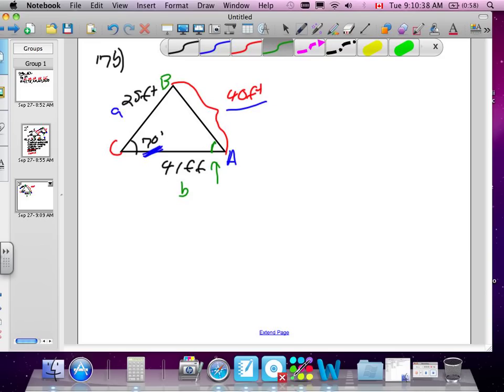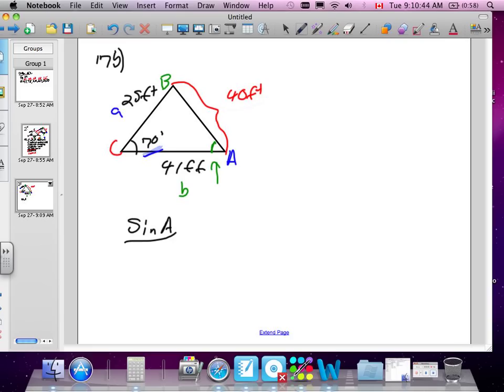So if you guys remember sine law, sine of angle A divided by side A equals sine of angle B divided by side B is equal to sine of angle C divided by side C. So what I'm going to quickly do now is plug in the information. So side C's angle is 70 degrees.